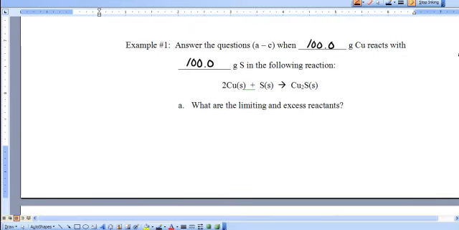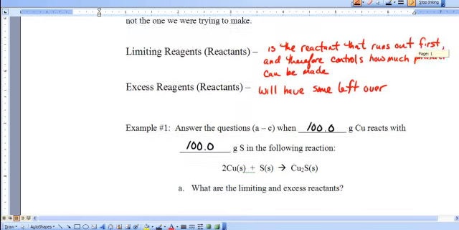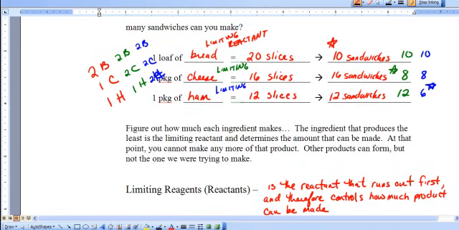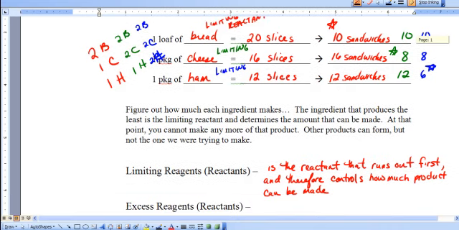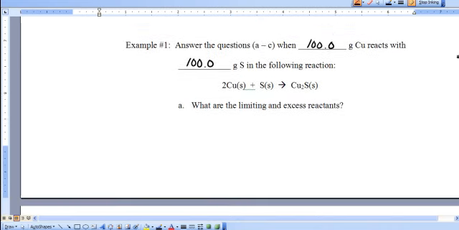Now, just like we did above with our sandwiches, we simply took each of our reactants or ingredients and figured out how much product could be made, and then the least amount that could be made, that's actually what you're going to be looking for. And so we're going to do the same thing here, where we're going to start with 100 grams of copper metal and 100 grams of our sulfur, and we're going to calculate how much of our product can be made and then compare. So let's do the copper first.